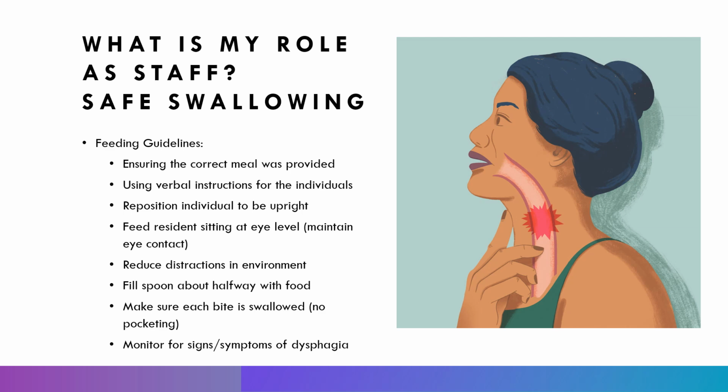If they need help with feeding, which some of them will due to dexterity issues, fill the spoon about halfway with food. Back to the pocketing. That's when individuals hold some of their chewed food in the side of their cheeks. So make sure that each bite is swallowed after the individual ingests it, so there's no pocketing going on. And then monitor for any signs or symptoms of dysphagia that you're noticing while your client's eating, and then report.